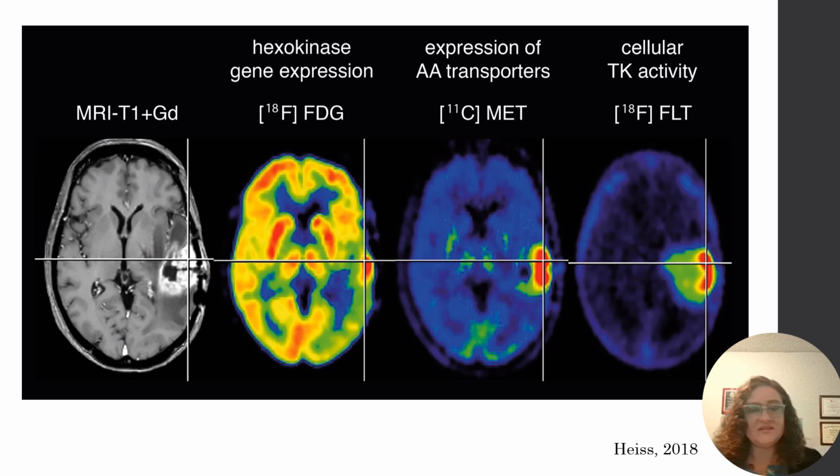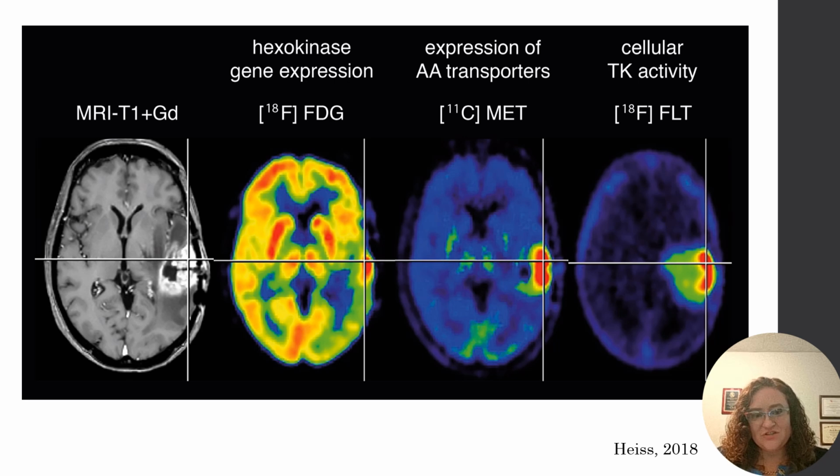So this is a comparison of MRI, FDG, MET, and FLT in the same patient. The FDG and the MRI are showing inflammation. The MET is showing you overexpression of amino acid, and then the FLT is showing you cellular proliferation rate. So notice on the MRI, you're seeing inflammation in the area. It's really detailed for that. With the FDG, you see some hypoperfusion in the area followed by some inflammation.